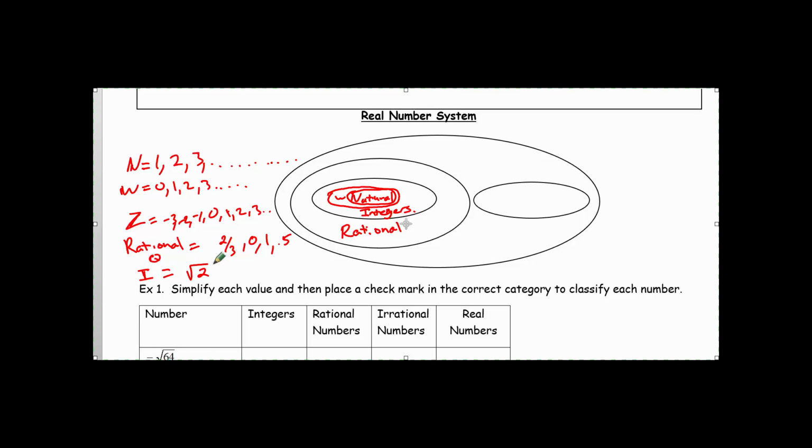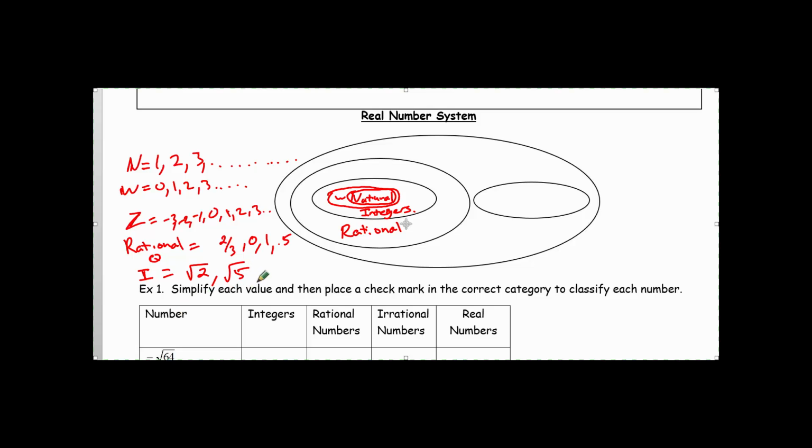It doesn't repeat. It doesn't stop. It goes on forever. And if you type this in your calculator, it will stop because your screen only holds so many decimals. The square root of 2 has no pattern to it. You can't tell what that next number is until you see the next number. So an irrational number is something like square root of 2, square root of 5.